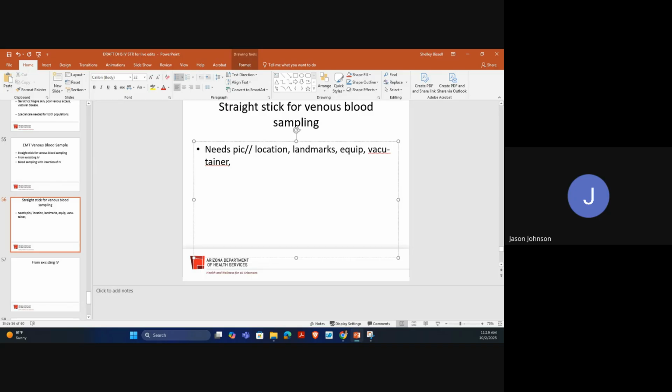I don't know if it's worth doing a separate slide, but showing a picture of each of the little vials or something like that. And something about trying to prevent it from hemolyzing. Just some of the things that I've seen that they have problems with.